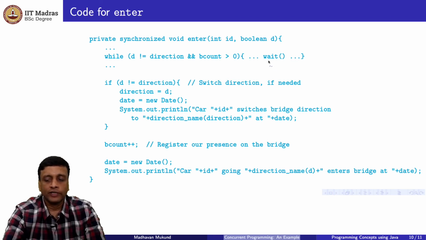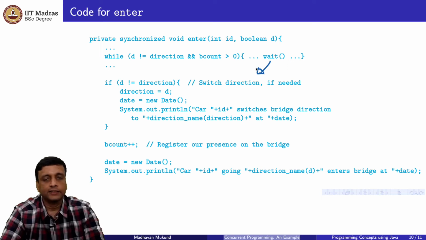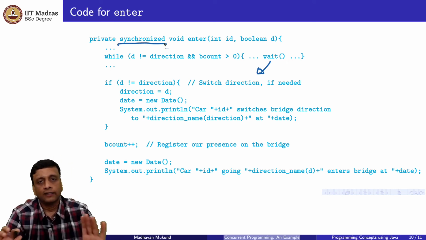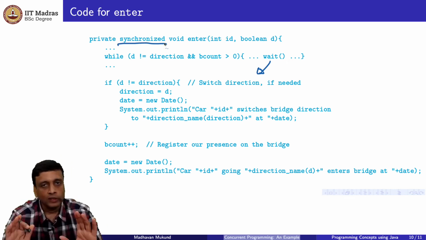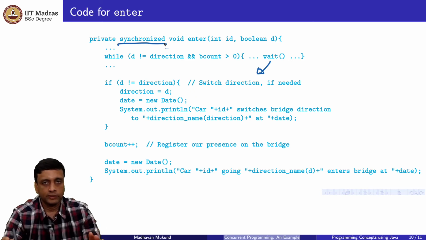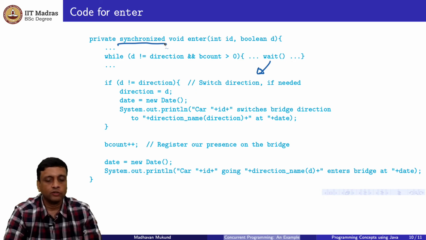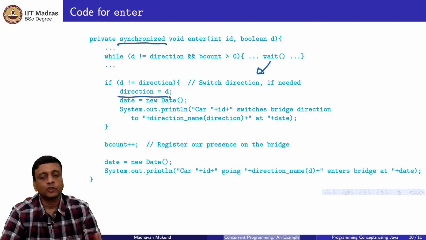I have got notified, so I have passed this condition. So I come here, right? At this point, remember that this is a synchronized method, so this thread is the only thread which has access to the bridge. So when I have come here, I am very sure that either the direction is in my favor or the bridge count is 0. If the direction is not in my favor, it must be that the bridge count is 0. So I can safely set the direction to my direction, and then I print out a message.